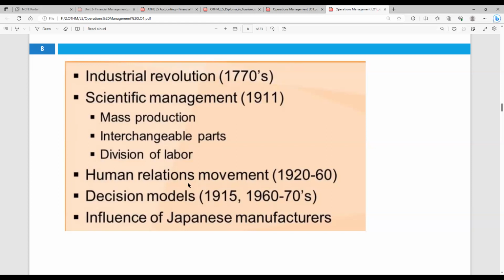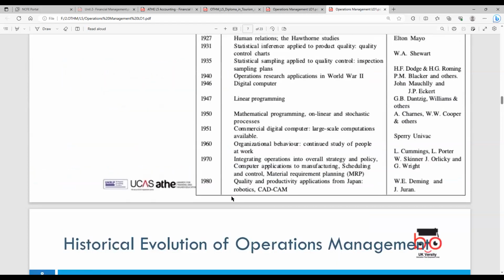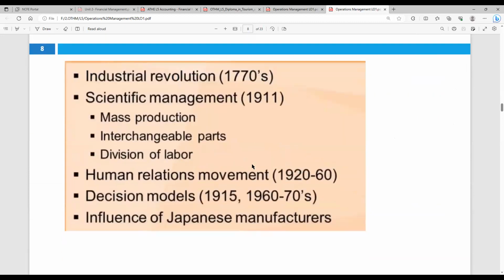Then during the 1960s and 70s, decision models came in. For example, people studied organizational behavior and introduced new methods of learning in organizations, a kind of learning organization. They looked at different types of operations, policies, applications, techniques, and models, and so it developed even better.